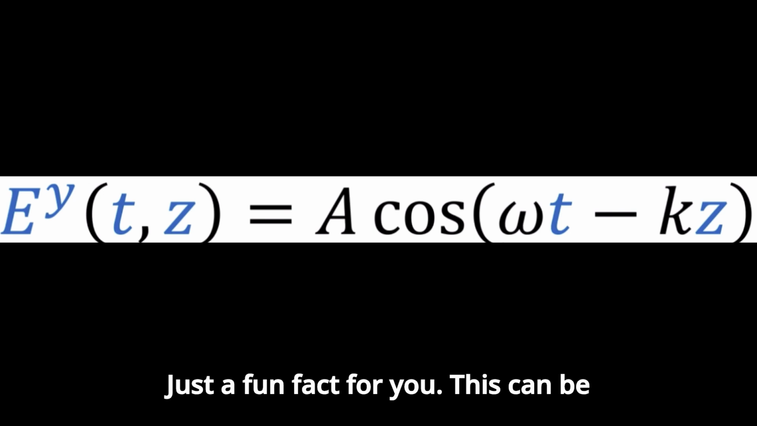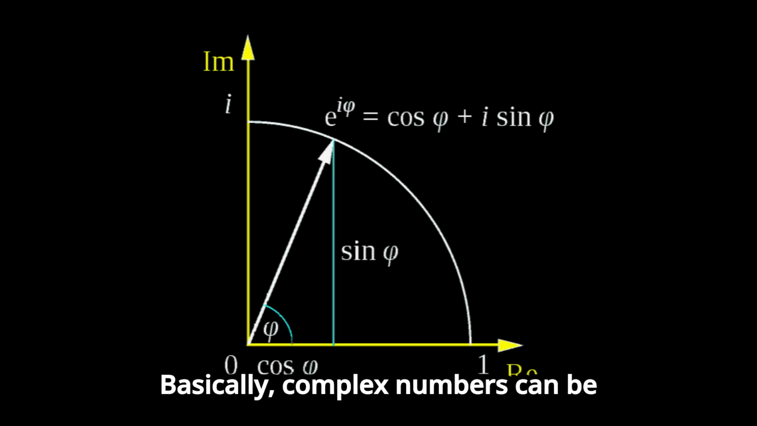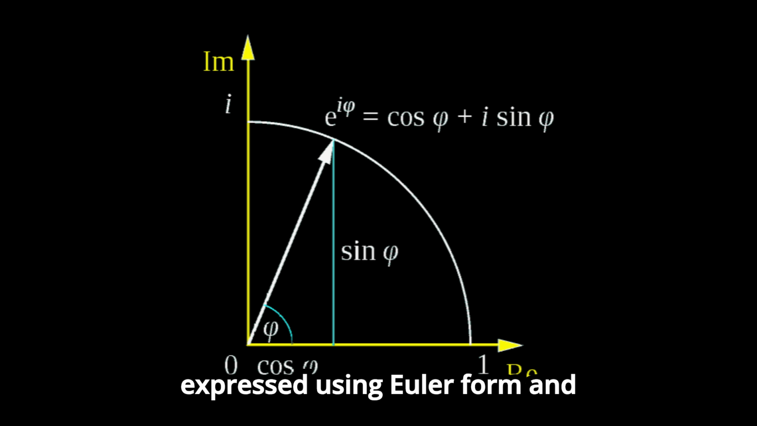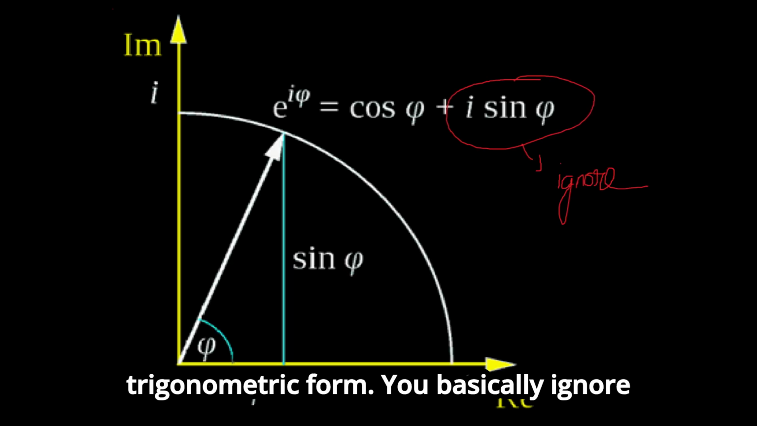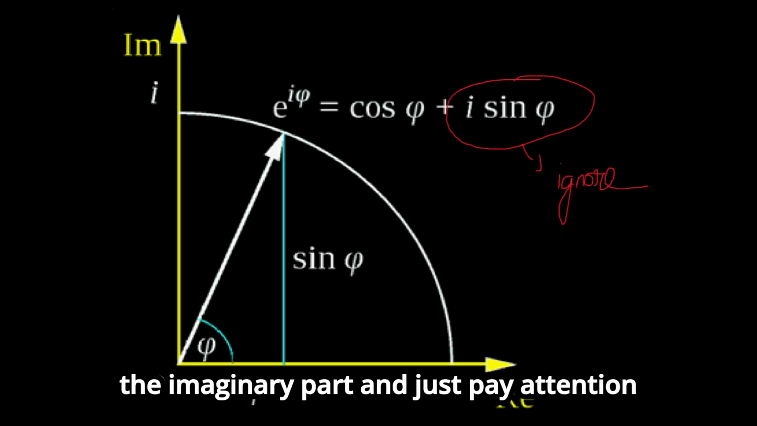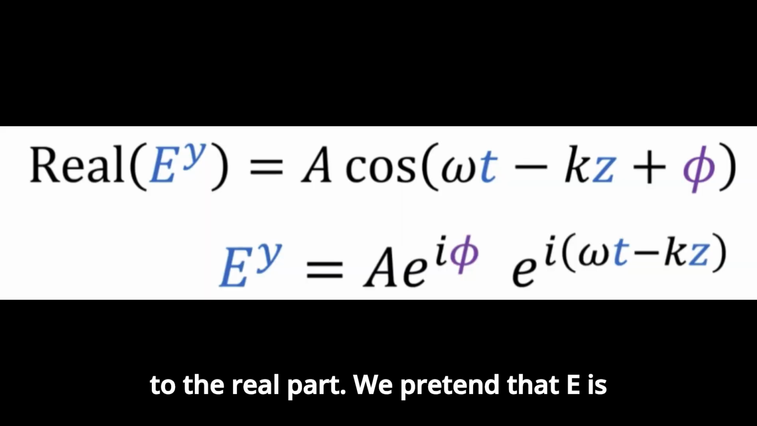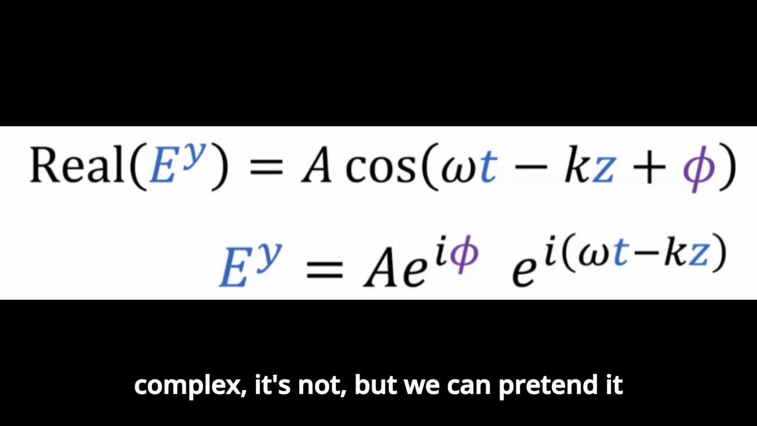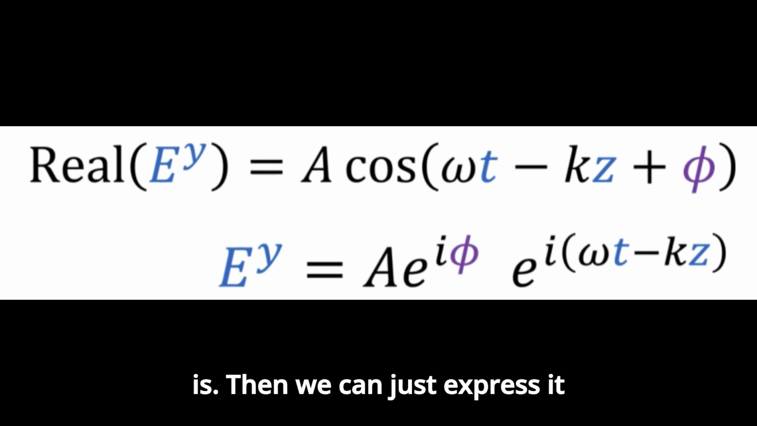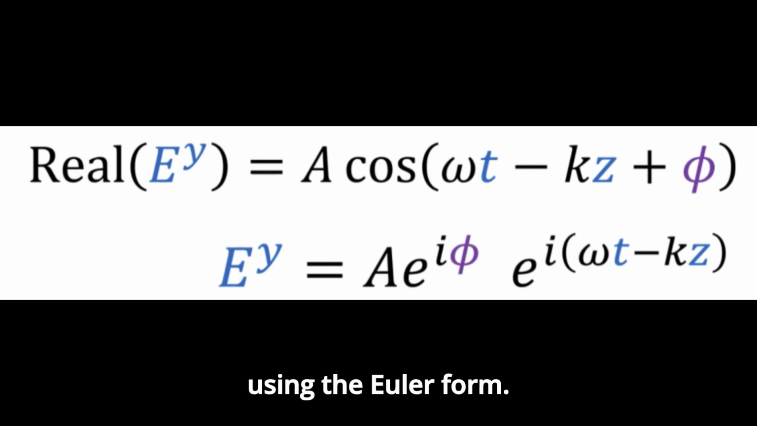Here's a fun fact for you. This can be represented using complex numbers. Basically, complex numbers can be expressed using Euler form and trigonometric form. You basically ignore the imaginary part and just pay attention to the real part. We pretend that E is complex. It's not, but we can pretend it is. Then we can just express it using the Euler form.